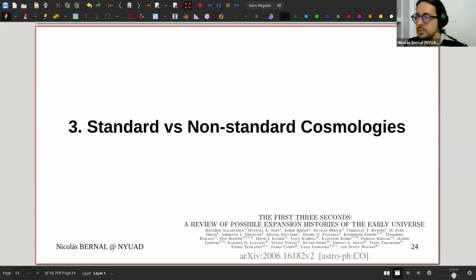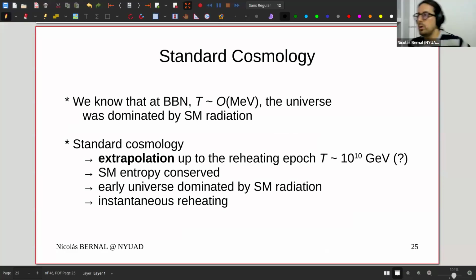More questions, comments? Okay, so I will make a point on the cosmology: standard versus non-standard cosmology. First, what do I mean by standard cosmology? What we know is that at BBN, at the moment of Big Bang nucleosynthesis, when the temperature of the universe was around a few MeV, the universe was dominated by standard model radiation, right? And we have a conservation of the standard model entropy. So that's what we know, the earliest information that we have of the universe.